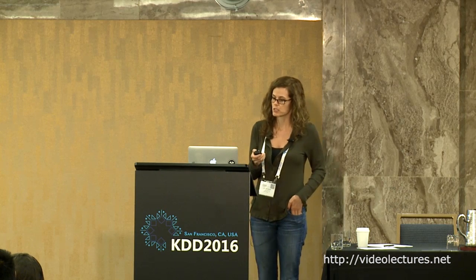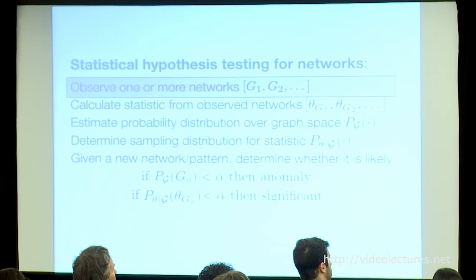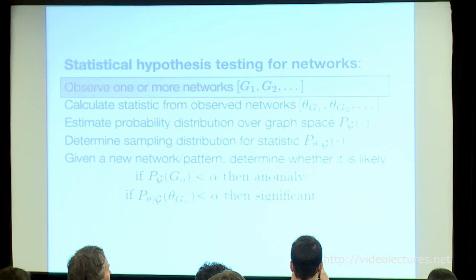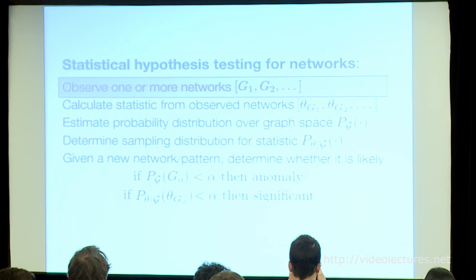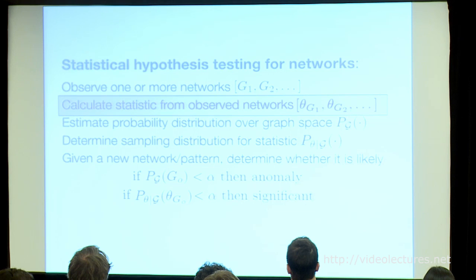And this is the primer that I give to people who haven't learned about what hypothesis testing is or have forgotten the steps that you would use. This is a very simple characterization of statistical hypothesis testing as it would be applied to networks. So first, if everything was ideal, you would observe one or more networks. You would calculate some statistics of interest from those networks, for example, how many triangles there are, what kind of communities, the size of the connected components, things like that.